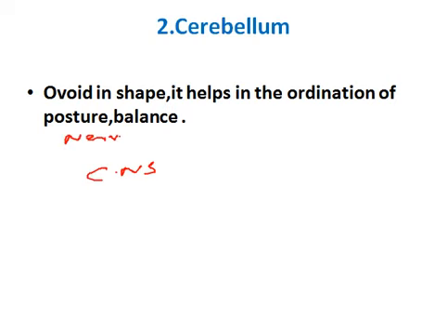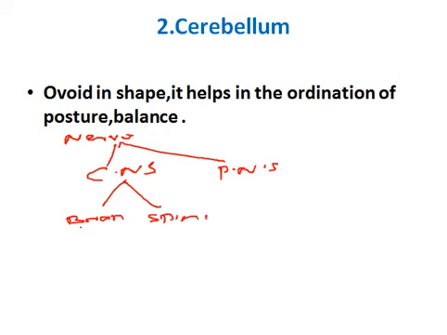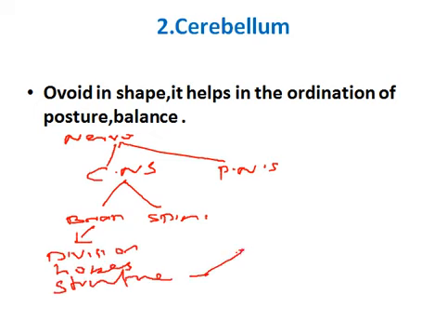I'll repeat again. Nervous system. The nervous system is again divided into central nervous system and peripheral nervous system. In central nervous system, we told that there is a brain and spinal cord, and in brain we have seen their division. Then lobes, then main structure. In main structure we have seen cerebrum. Then second one is cerebellum.